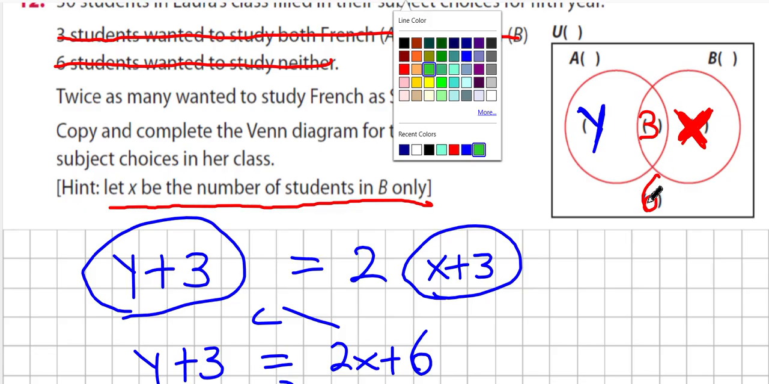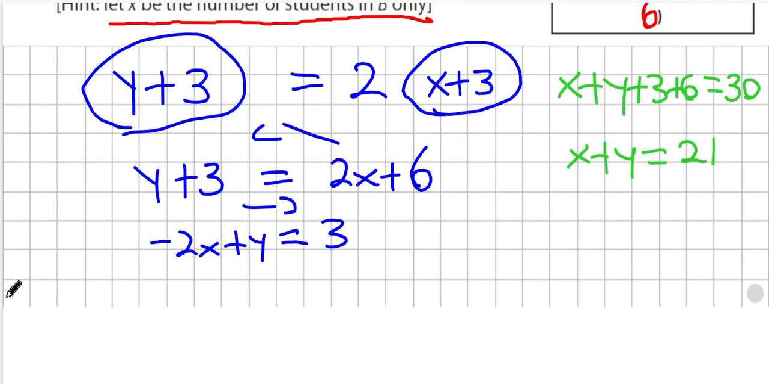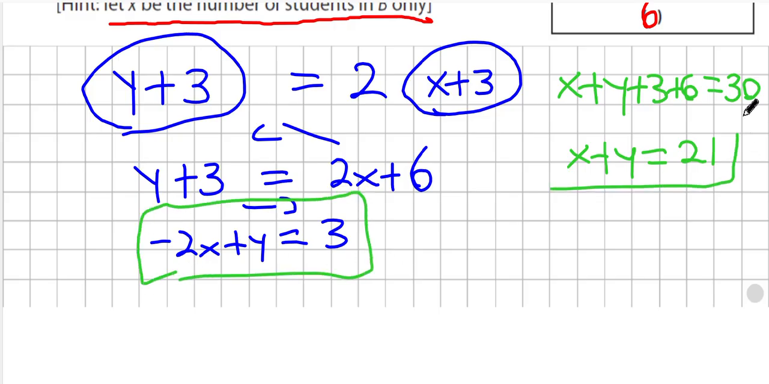So look at this. When I add all 4 numbers together, the answer should be 30. So x plus y plus 3 plus 6 is 30. And this means that x plus y equals 21. And now I have a simultaneous equation. Do you see the green one and the blue one? The two of them combined can make a simultaneous equation.